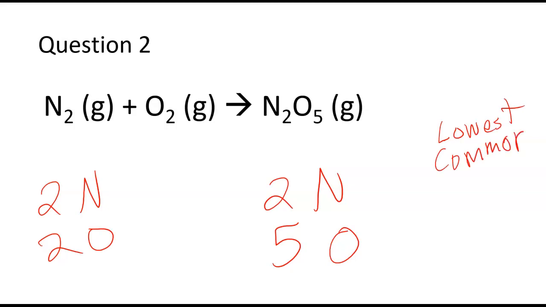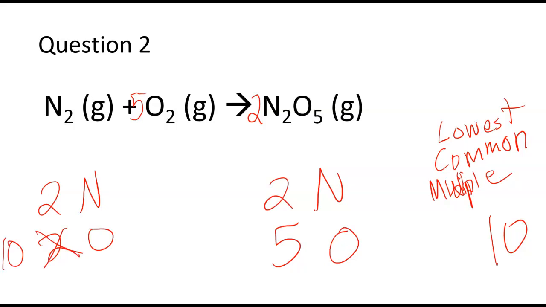So what's the lowest number that both 2 and 5 go into? So the lowest common multiple of 2 and 5 is 10. So we're going to need to have 10 oxygens. To get 10 oxygens, I need to put a 2 in front of here. To get 10 oxygens on the left, I'm going to need to put a 5 in front of my O2. So I'm going to have 10 oxygens on the left.